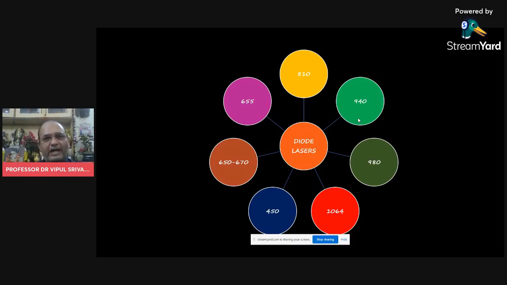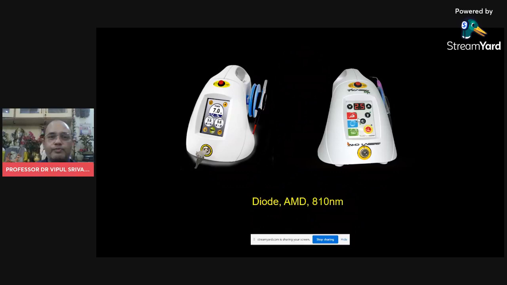So briefly, I'll give you one example of each wavelength, what is commercially available. For 810, one of the most popular lasers of 810 nanometer is AMD laser Picasso Lite. They have two lasers of 810 nanometer. One is 2.5 watt and the other goes up to 7 watt.